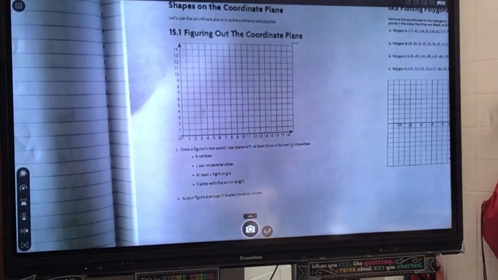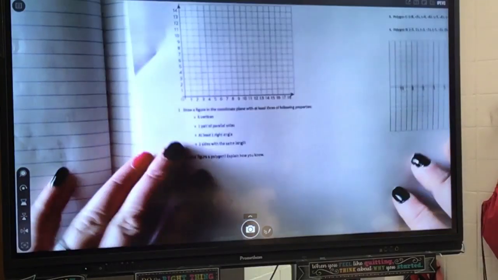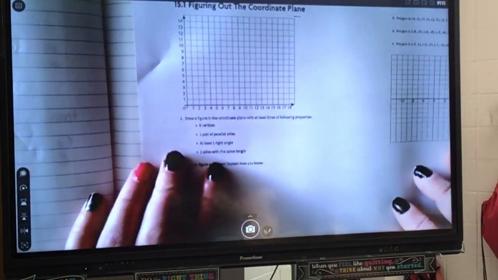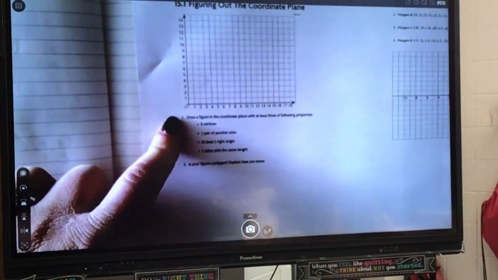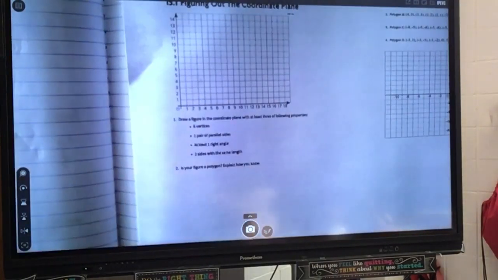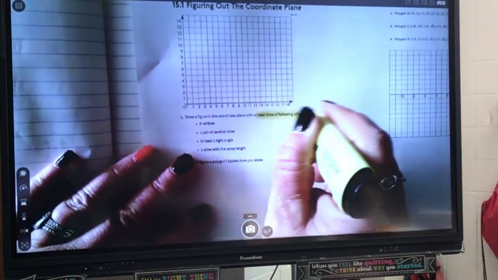Alright, and it says, let's use a coordinate plane to solve problems and puzzles. Alright, so for 15.1, what it's telling you to do is you have to draw a figure in the coordinate plane with at least 3. So everyone highlight at least 3 of the following properties.